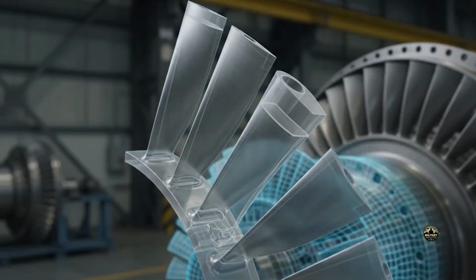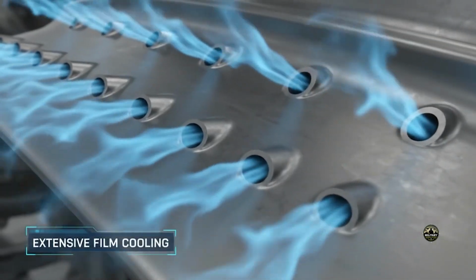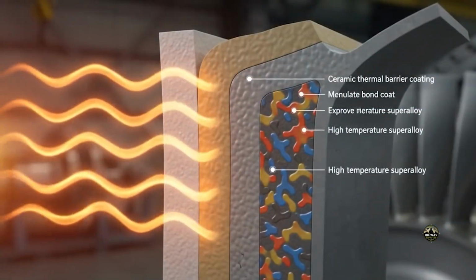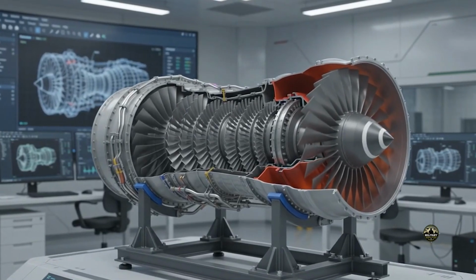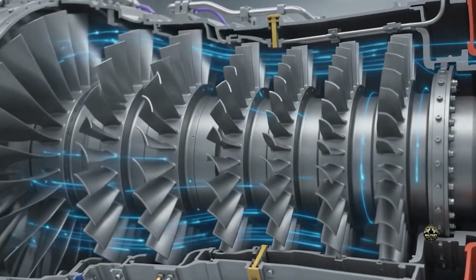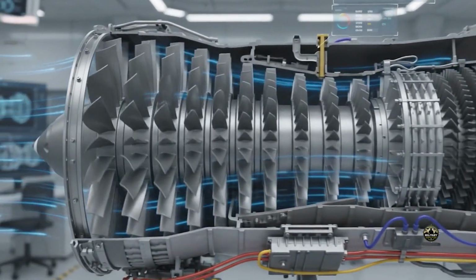So turbine blades don't simply resist the heat. They survive by combining advanced materials, protective coating, and carefully controlled cooling to keep the metal within its safe operating range. The turbine is connected to the compressor by a shaft. The turbine's rotation is transferred back to the compressor, keeping it running continuously.